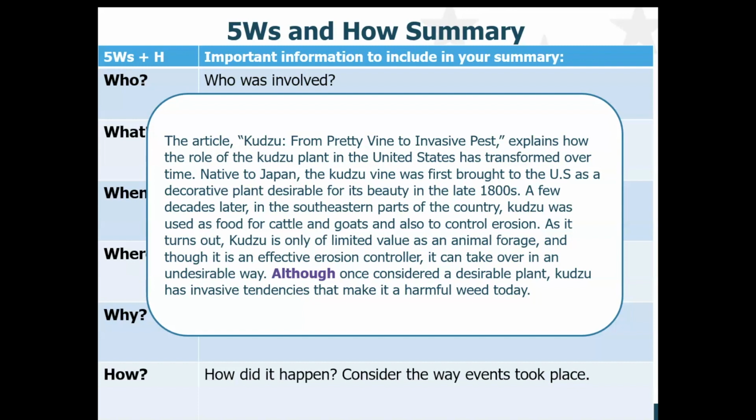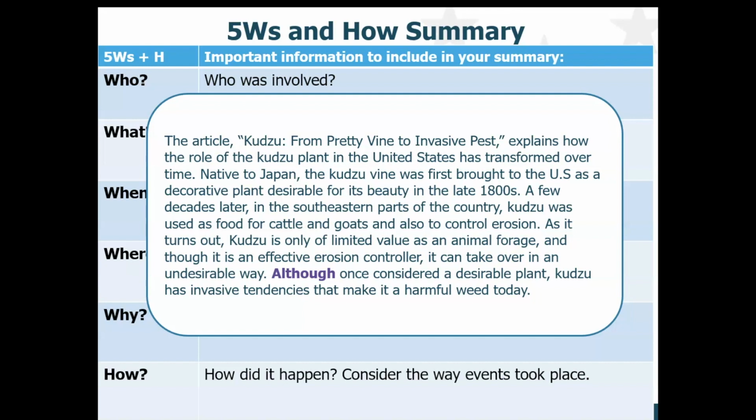The article, Kudzu, From Pretty Vine to Invasive Pest, explains how the role of the kudzu plant in the United States has transformed over time. Native to Japan, the kudzu vine was first brought to the U.S. as a decorative plant desirable for its beauty in the late 1800s. A few decades later, in the southeastern parts of the country, kudzu was used as food for cattle and goats and also to control erosion.